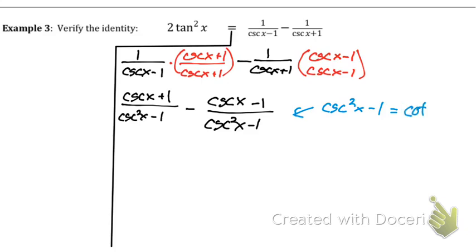Cotangent squared x. So that just equals cotangent squared x. So our denominator is going to be cotangent squared x. If you are not sure how to do that, you should practice that stuff.